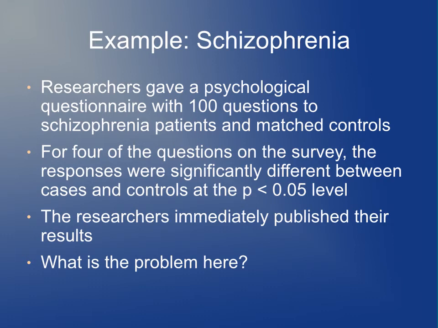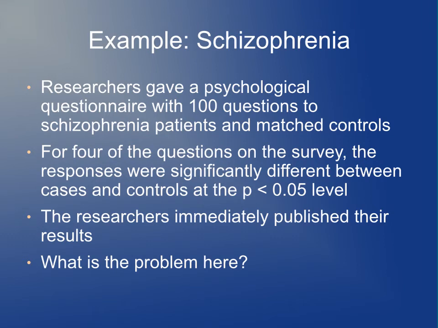Researchers gave a psychological questionnaire with 100 questions to patients with schizophrenia and some controls who didn't have schizophrenia. For 4 of the questions on the survey, there were differences between the two groups at the p less than 0.05 level. The researchers immediately ran out and published these results.